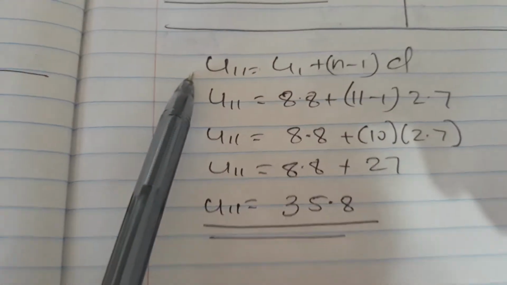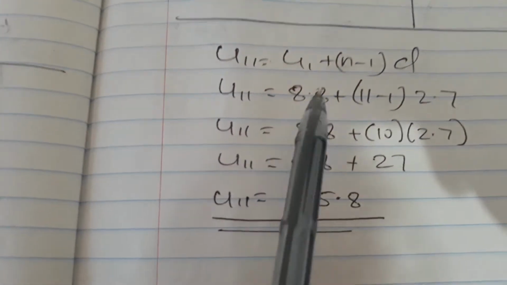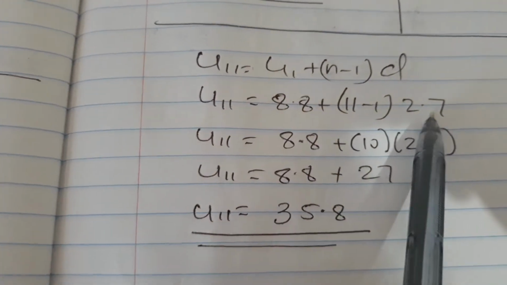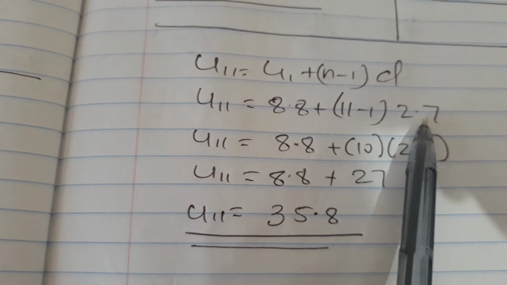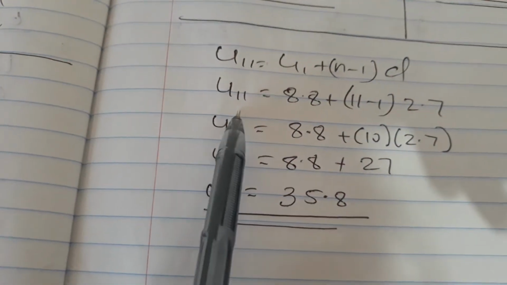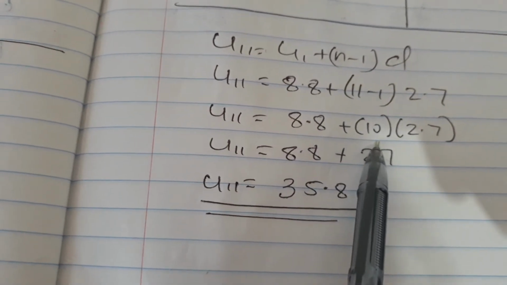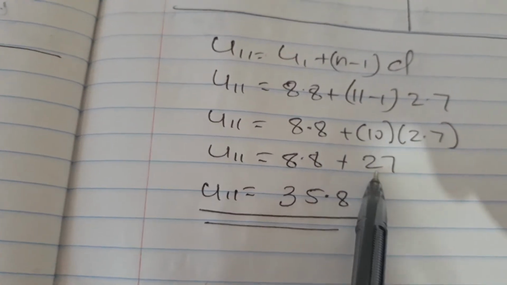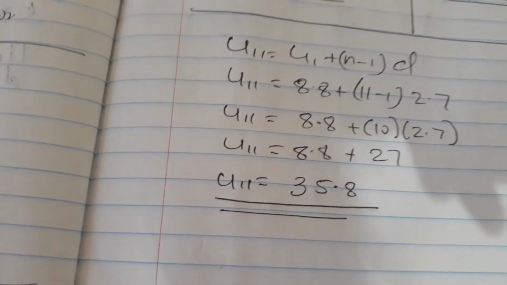Same thing on the general formula. That's my formula. In place of u1, I've got 8.8. In place of d, I've got 2.7. My 11 is my value for n. That simplifies to 10 times that, and then you get that. Keep in mind, brackets are to be done first. So u11 is 35.8.